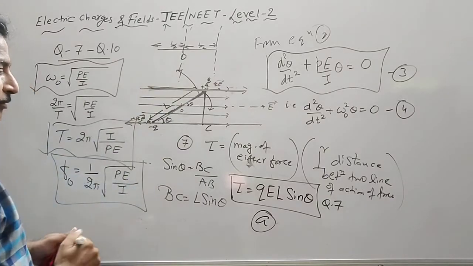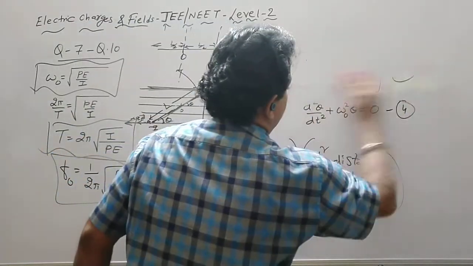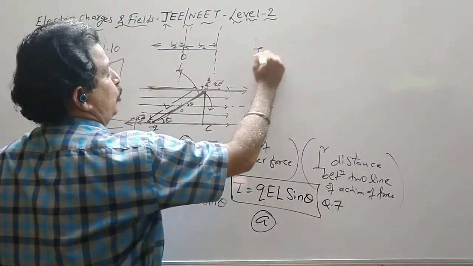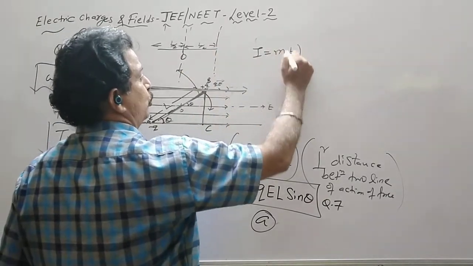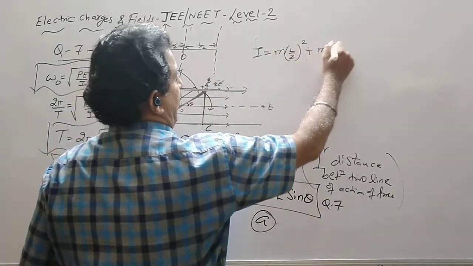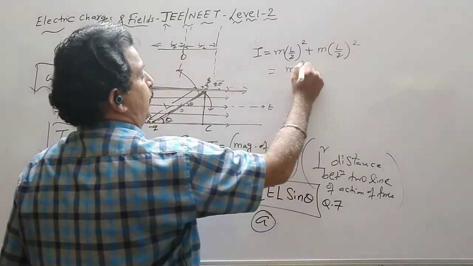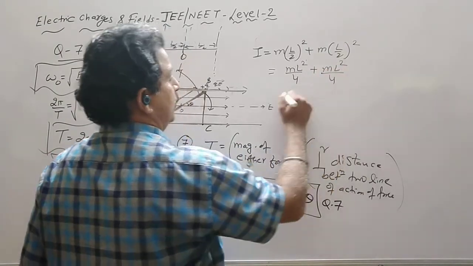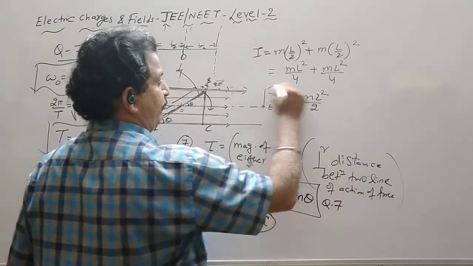So moment of inertia can be written as I is equal to m, that is a perpendicular distance, L by 2 whole square, plus m, L by 2 whole square, that is equal to ml square by 4 plus ml square by 4. So it becomes 1 by 4, 1 by 4 is half. So this is the moment of inertia.